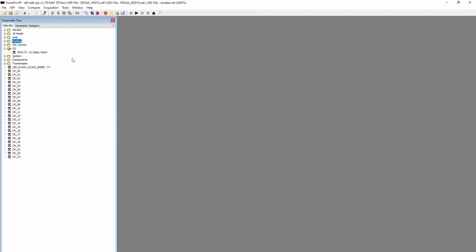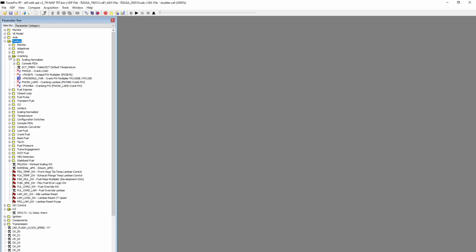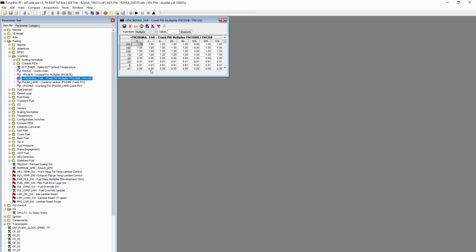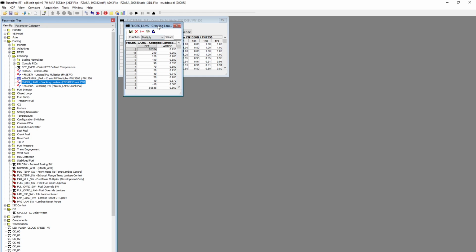Of course, this is the RZASA for the E85 PCM. First things first, we're going to go straight to fueling. I'm going to go straight to our cranking fuel tables. As you can see, we have cranking load. Since this is a late model, a 2004, one of the last E85, it uses a crank pulse width multiplier table as well as a cranking pulse width and a cranking lambase table.